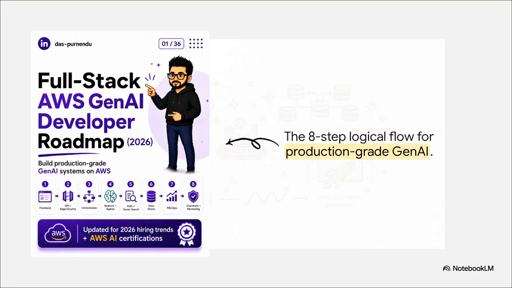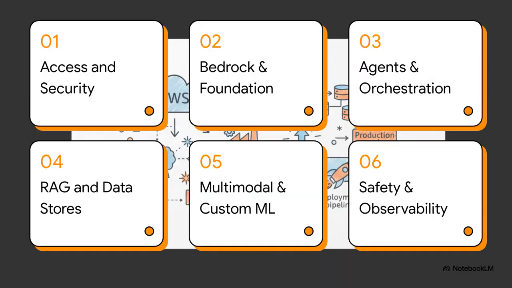What we have here is a full-stack roadmap that traces the actual life of a request. We'll literally follow a single user prompt from the front-end interface, right through the API and security layers, into orchestration, and all the way down to custom machine learning silicon and safety guardrails. It's the whole shebang. To keep things digestible, we're breaking this complex ecosystem into 6 logical parts.